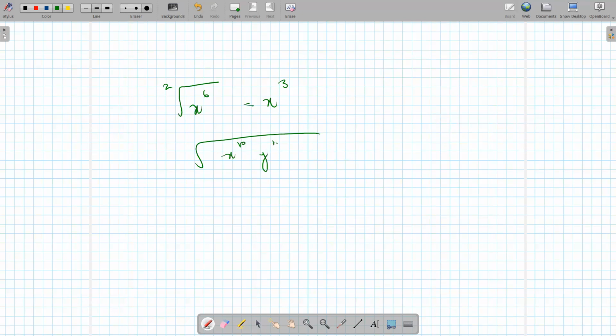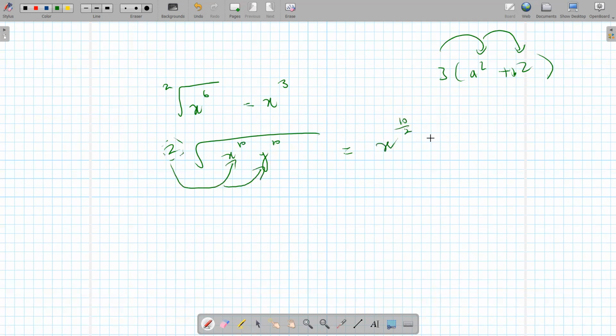What about the square root of x^10 y^10? No, do them individually. So the root, just like how if you're doing 3 times a squared plus b squared, this 3 applies to everything in there. Same thing here. The square root applies to everything inside. So you would get x to the 10 over 2 and y to the 10 over 2, which is just x^5 y^5. Yeah, there you go. That's it. Okay.